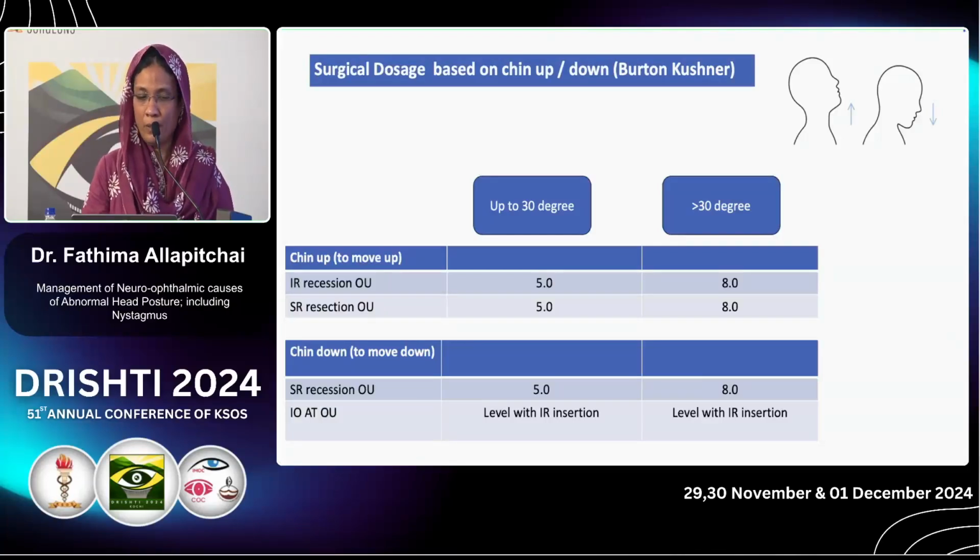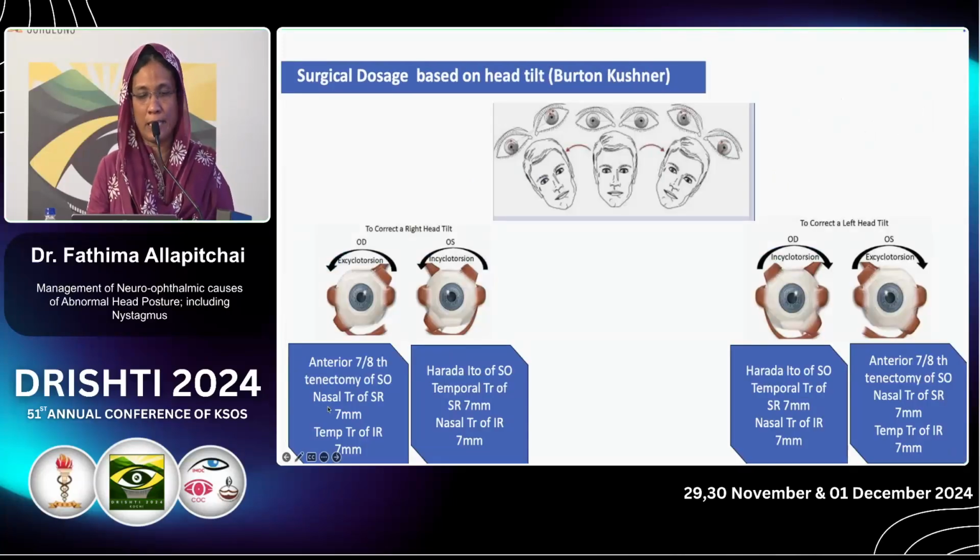For chin up and down, everything we know: based on up or down, we have to go for the inferior rectus. For chin down, instead of inferior rectus resection, we can go for inferior oblique anterior transposition. Similarly, for head tilt, we have to weaken the intorters or weaken the extorters.